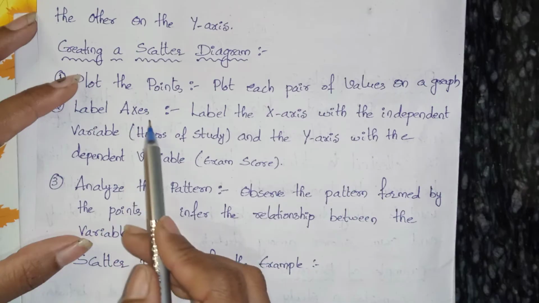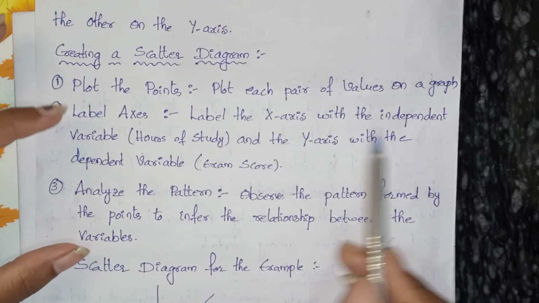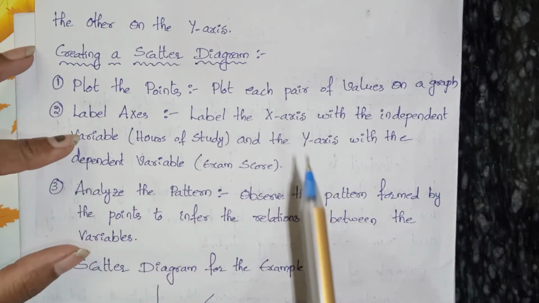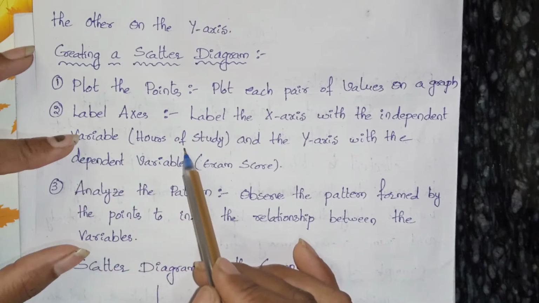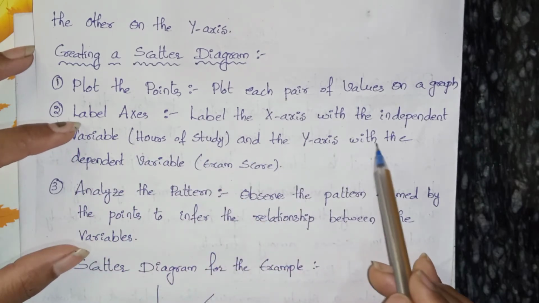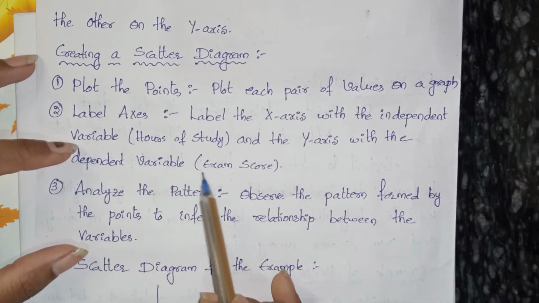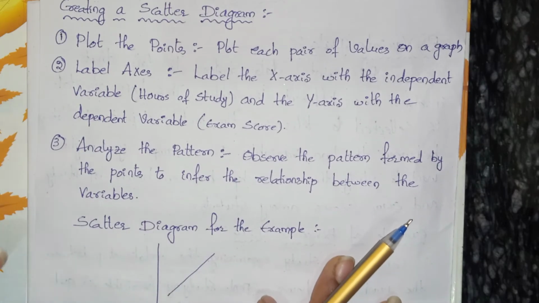Next, label the axes. Label the x-axis with the independent variable. As I told you, the x-axis variables are independent variables. That means in this example, the number of hours a student studies, and the y-axis with the dependent variable. So y-axis variables are called what? Dependent variable. That is nothing but exam score. So that is labeling the axes. That means we have to indicate what is the x-axis and what is the y-axis.